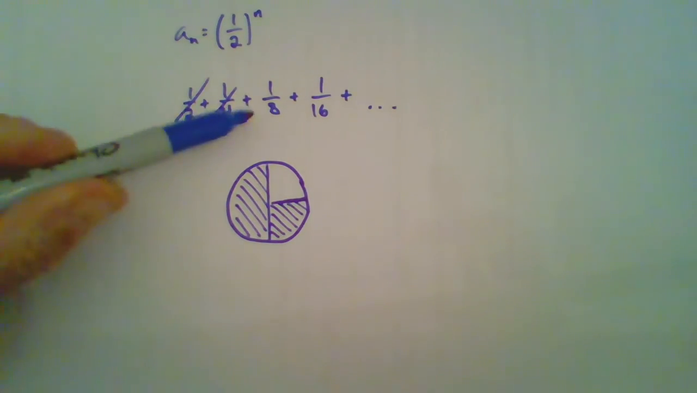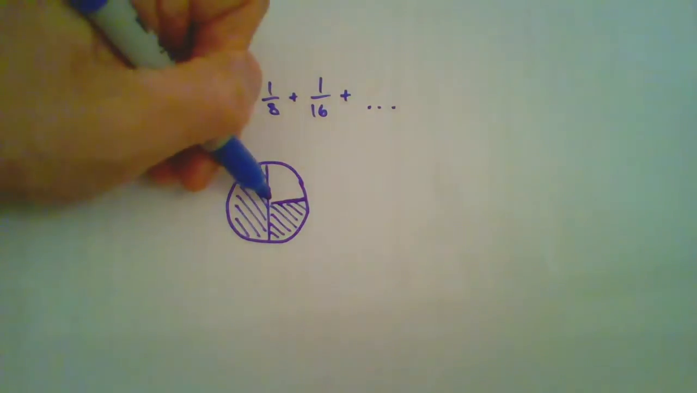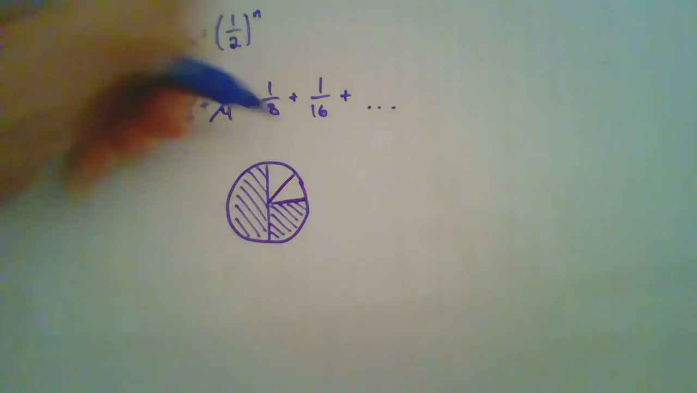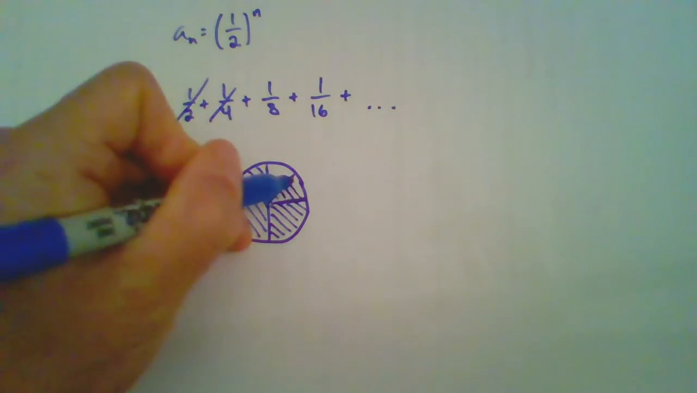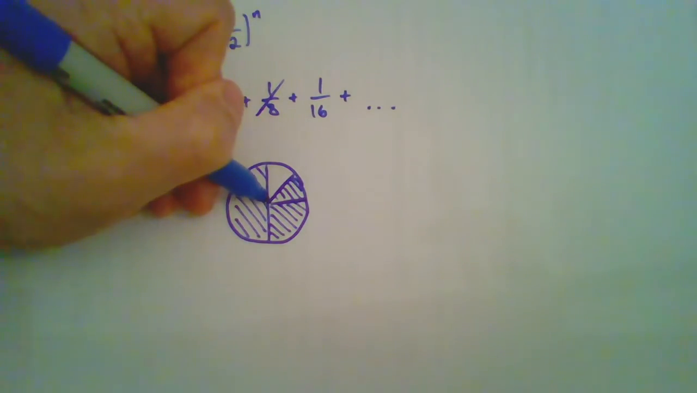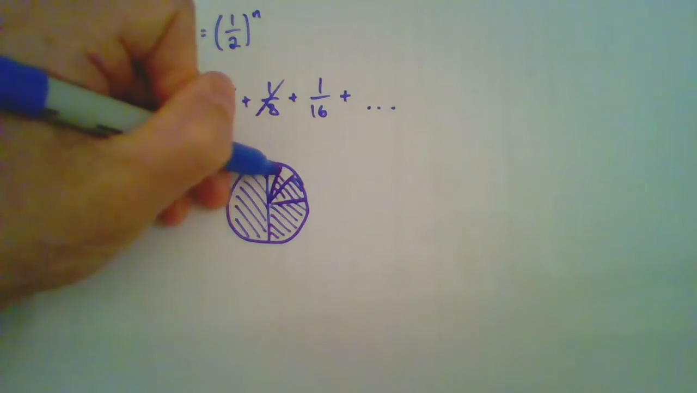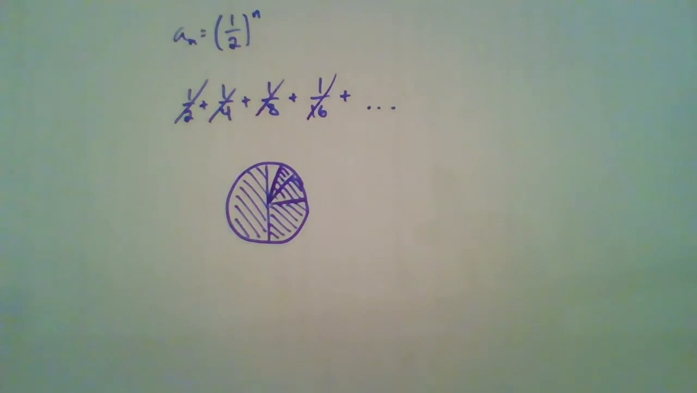If we were to add 1/8, 1/8 is half of this remaining piece here. So that would be adding this little slice. Add 1/16, and we would be adding half of this slice. Now, hopefully you see what's going on here.